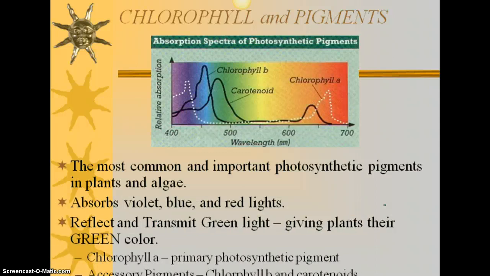So chlorophyll absorbs violet, blue, and red lights, and it will reflect or transmit green light, and that's why we see green color. There are other pigments. Chlorophyll A is the primary photosynthetic pigment, but there are accessory pigments like chlorophyll B and carotenoids. There's another one called xanthophyll, and later on we'll do a little reading of why leaves change color in the fall, and you'll see some of what these other pigments are. You don't really have to know those other pigments. Understanding that there are other ones other than just chlorophyll is fine.